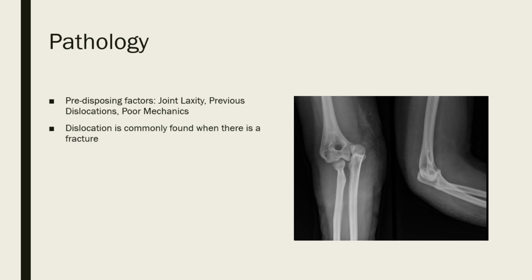There's a lot of different pathology that you can see with predisposing factors, like if you have a lot of joint laxity, previous dislocations, or poor mechanics, whether that's throwing or any upper body movement. And a lot of times, if there's an upper arm fracture, that's where you'll see elbow dislocation.